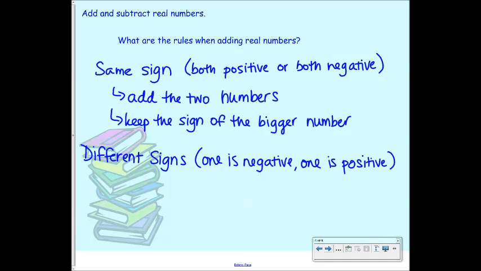Then instead of adding, what do? Good. You subtract the two numbers. But you still keep the sign of which one? Good. So that rule is always the same. You're always keeping the sign of the bigger number.